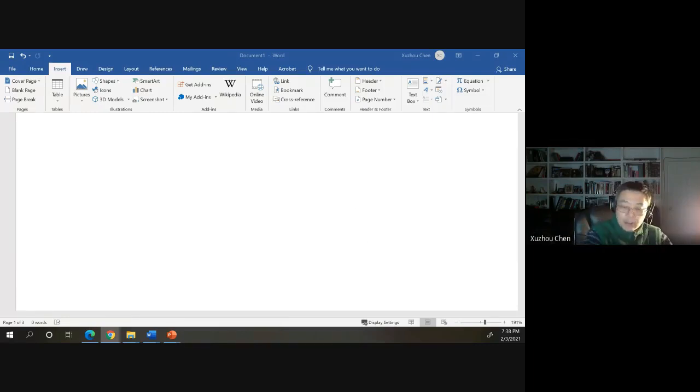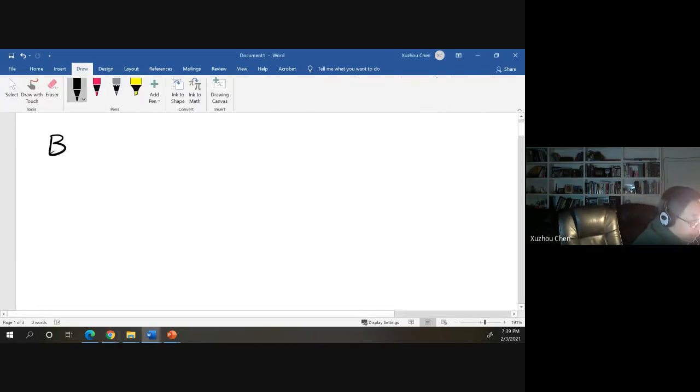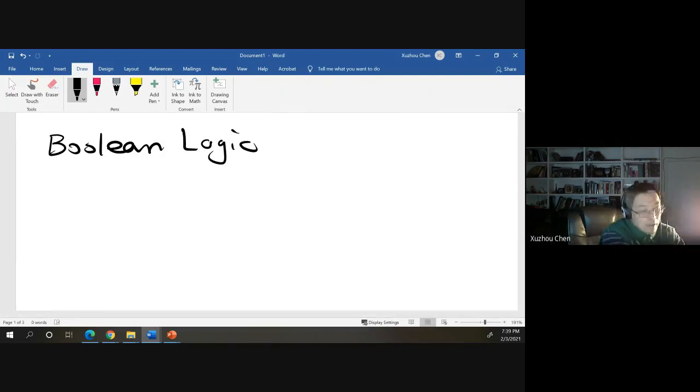So last time we talked about Boolean logic. Boolean logic is a kind of area in math that discusses statements, whether the statement is true or it's not true.